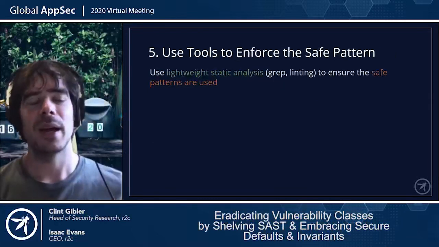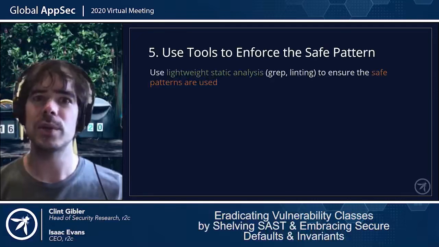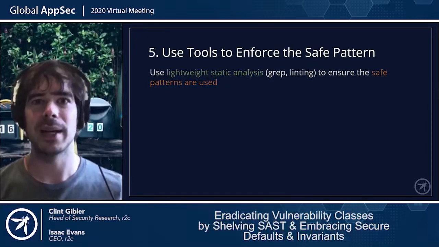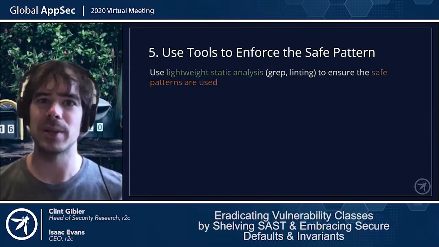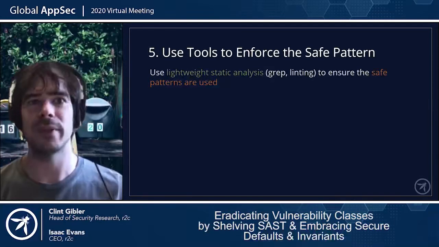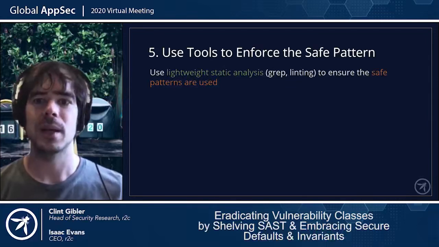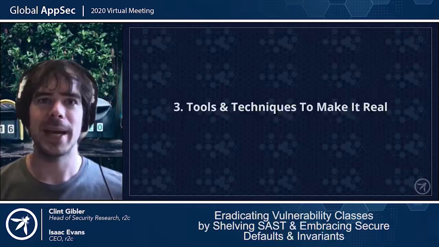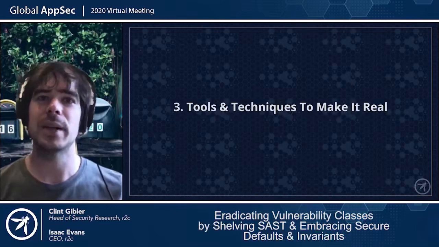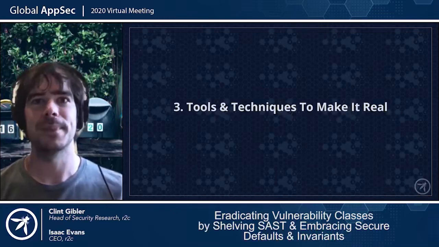And finally, after we've done all these things, we're going to use tools to enforce the safe pattern. So essentially, the short story is we're going to use lightweight static analysis, that is grep or linting, to ensure that these safe patterns that we've defined are used. But I'm going to pass this off to my colleague Isaac, who's going to talk about making this real in a lot more detail.